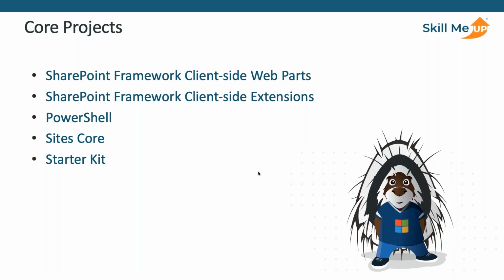Then, of course, we have PowerShell, which is one of my favorites. I use that all the time. Then we have Sites Core, which is part of the glue that stitches everything together for connecting to sites and provisioning. And then we have what's called the starter kit. So, for example, there's like an intranet starter kit where you can download that and deploy that into your Office 365 tenant, and it will give you a starter intranet with some base components, some web parts, and things that you can utilize.